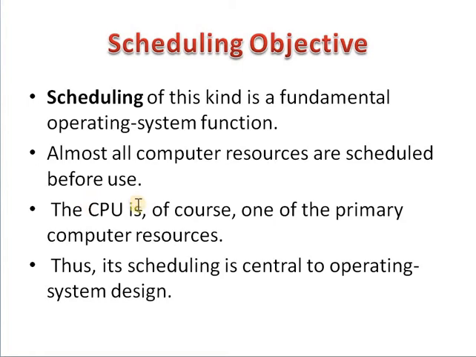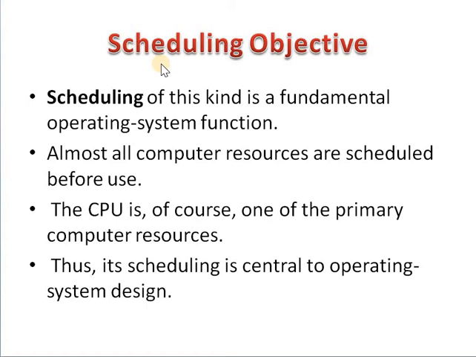The CPU is the same as our brain. In a human body, the brain is the important component. Like that, the CPU is one of the important components of the computer system, because the CPU performs all the operations inside the computer system. The different processes are executed in this CPU. So, we want to do the scheduling of the CPU resource while designing an operating system. So, this is the main objective of the CPU scheduling.